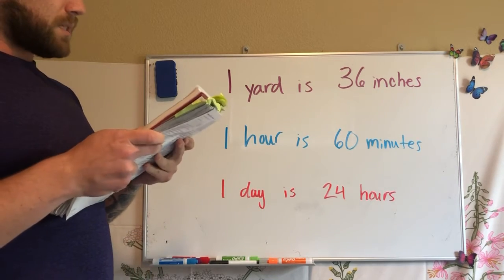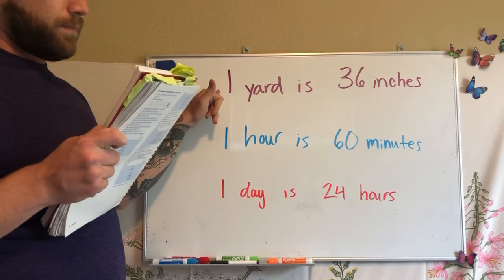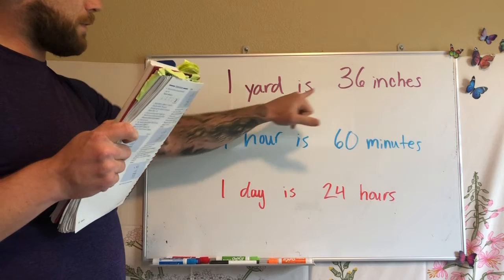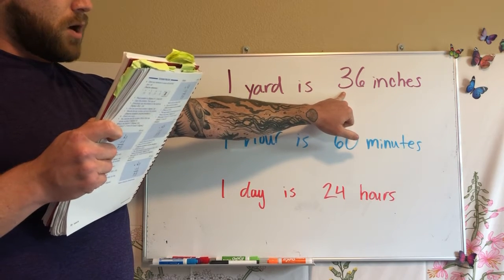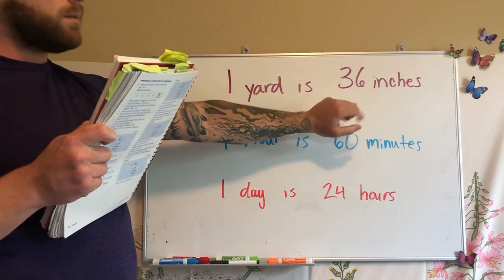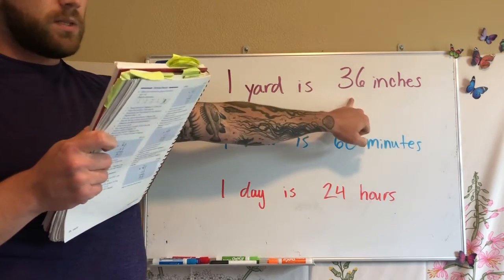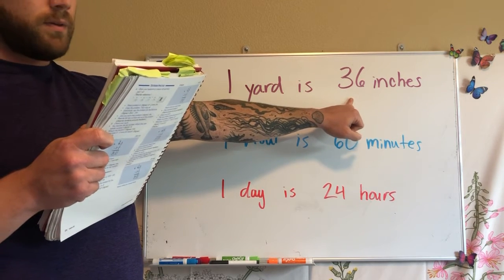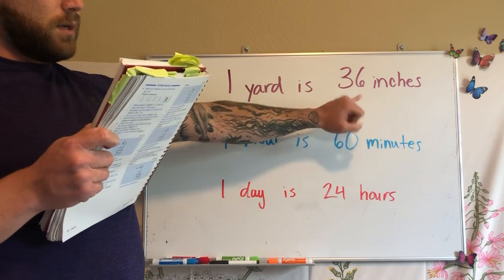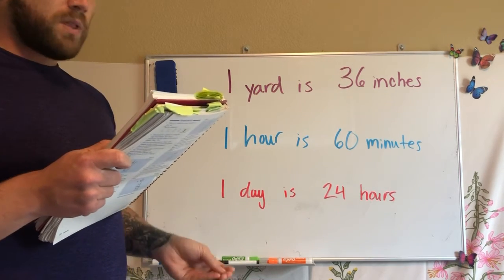So, I'll say that again. What's the number for yards? 1. What's the number for inches? 36. Are there more yards or inches? Inches. You have 1 yard and 36 inches. How many times more do you have? 36. So if you change yards to inches, you end up with more than 1.